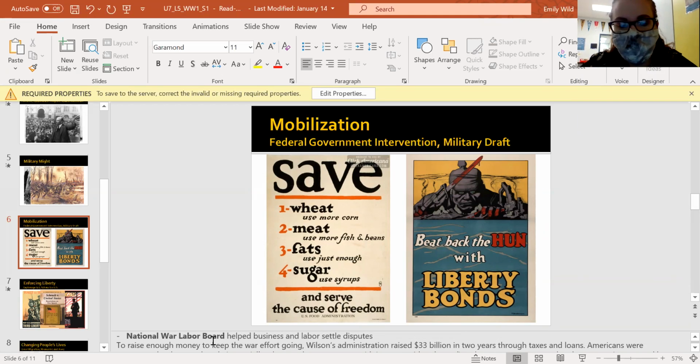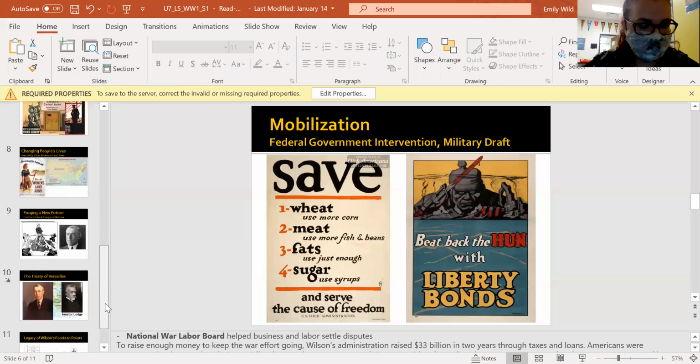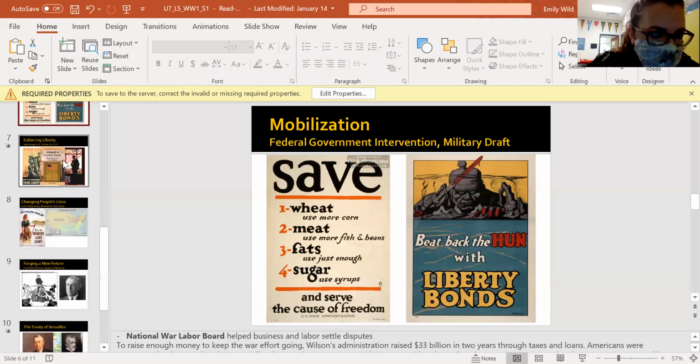The last one is the National War Labor Board, which helps settle disputes between businesses and unions. Okay.